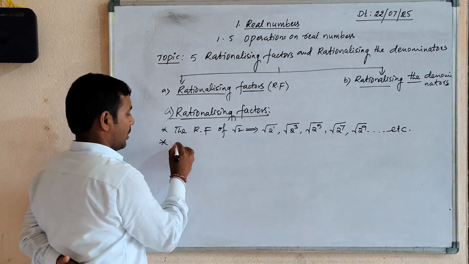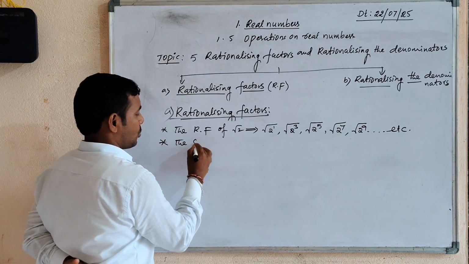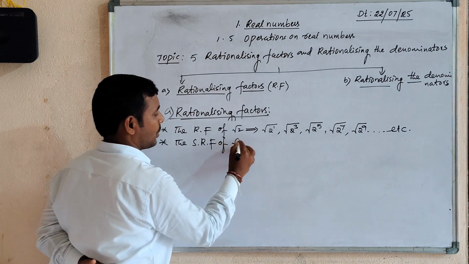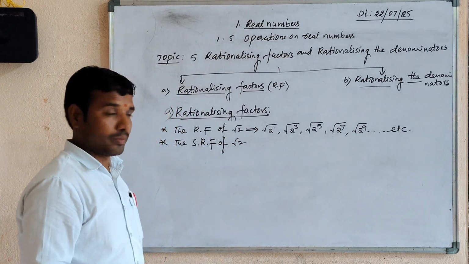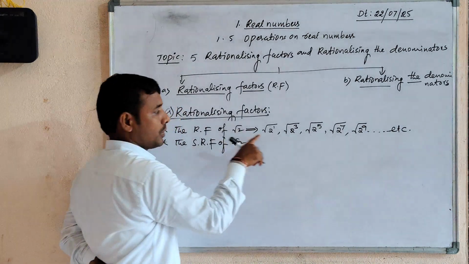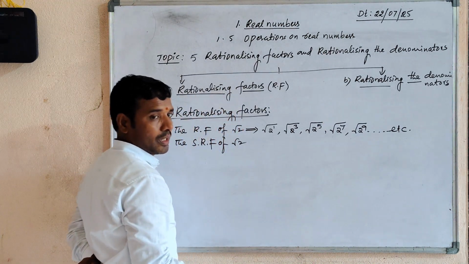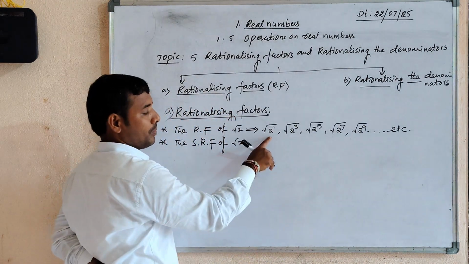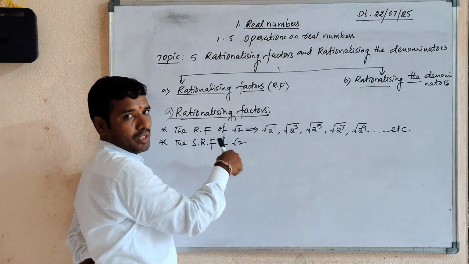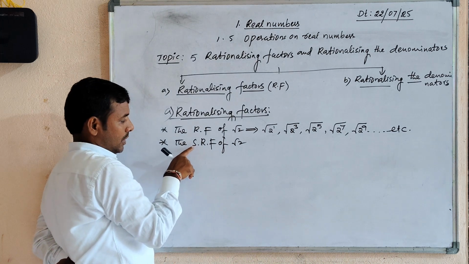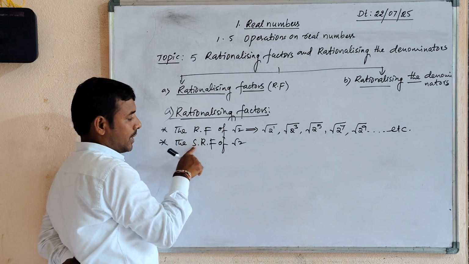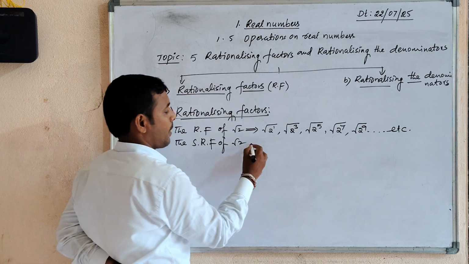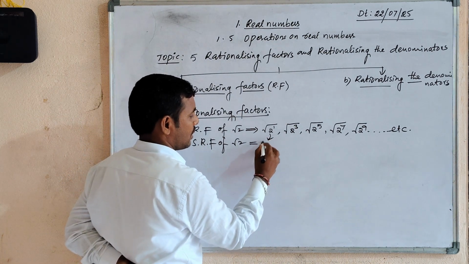Now I am writing one more. The smallest rationalizing factor of root 2, tell me. I wrote the rationalizing factors of root 2. This may go to infinity. Among that infinity, what is the least? The beginning one, the first one is the least, no? See the question: the smallest. The smallest rationalizing factor of root 2 is the first one. This is the answer.